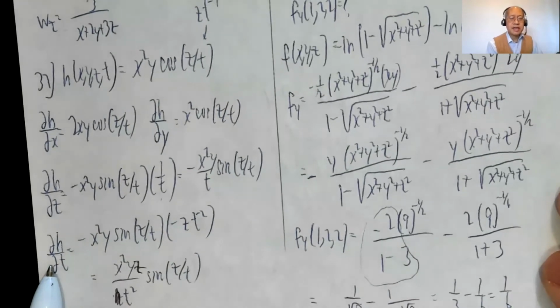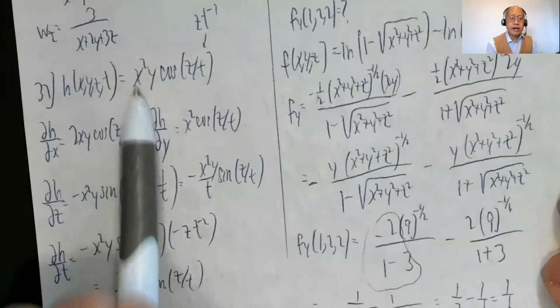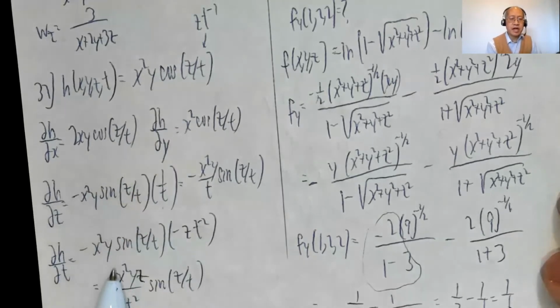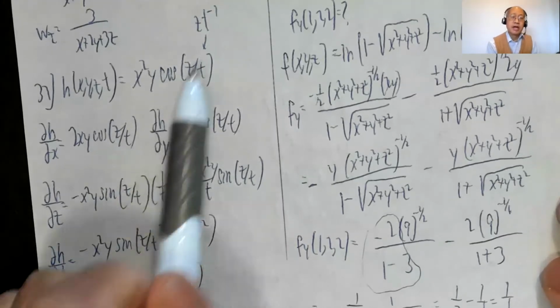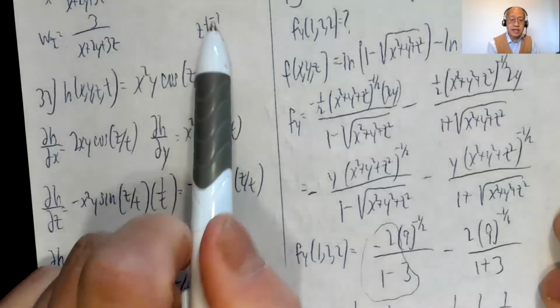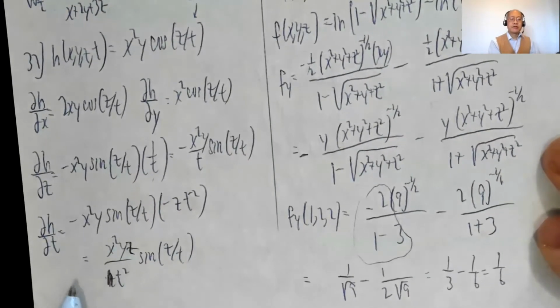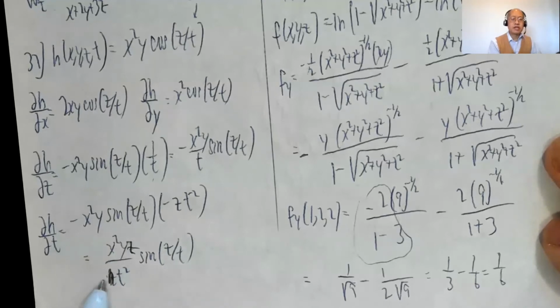Partial with respect to t. So again, x squared y is coefficient, x squared y. Derivative of cosine of blah, blah, blah is negative sine of blah, blah, blah, z over t, times the derivative of this thing with respect to t, which is negative z t to the negative 2, and a little bit of touch up. 2 negatives make a positive. So x squared y z over t squared, sine of z over t.